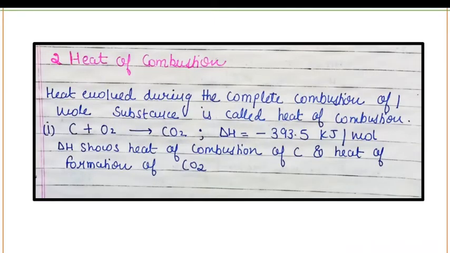Next is heat of combustion. What is heat of combustion? Heat of combustion is defined as the heat evolved during the complete combustion of 1 mole of a substance. For example, C plus O2 forms CO2 and the delta H for this reaction is minus 393.5 kilojoule per mole. Delta H shows the heat of combustion of carbon and the heat of formation of CO2.